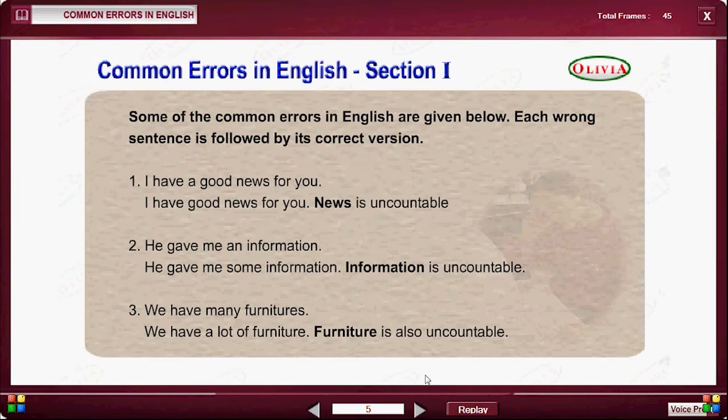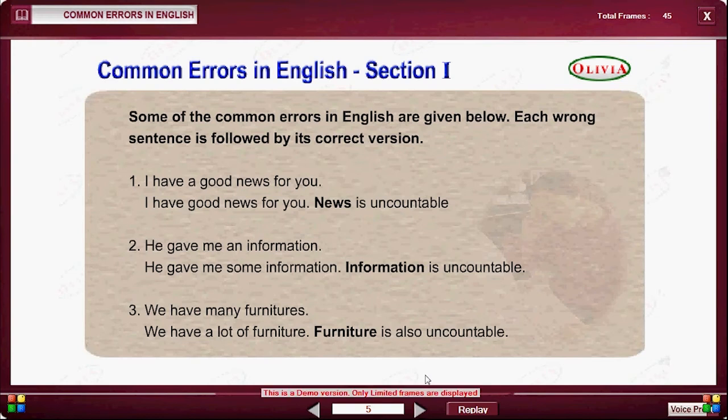That is a sentence with a mistake. That A is not suitable there. I have good news for you. That is corrected like that. News is uncountable. And that is the reason why we have corrected it as I have good news for you. Then examine why this A has come into our usage.